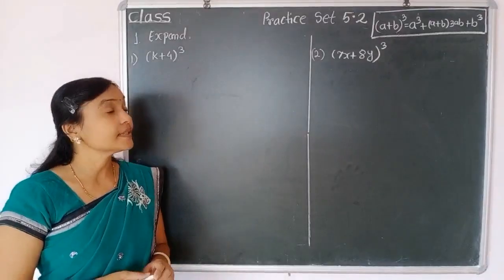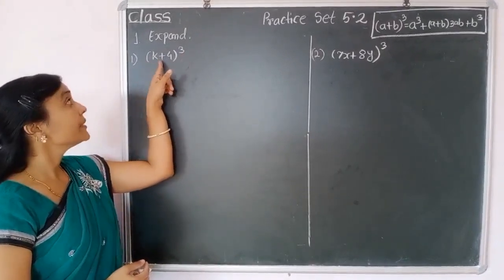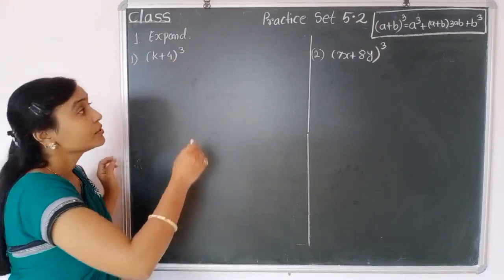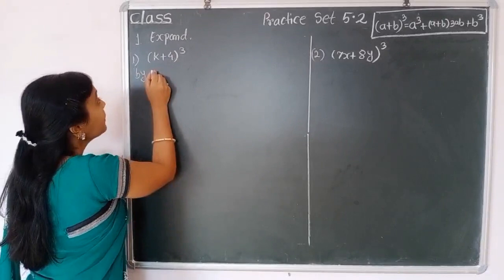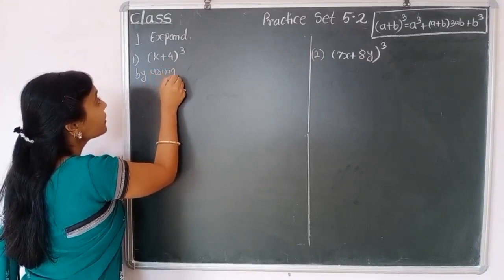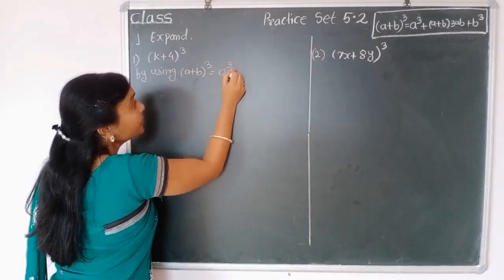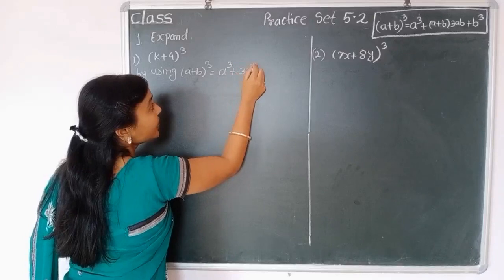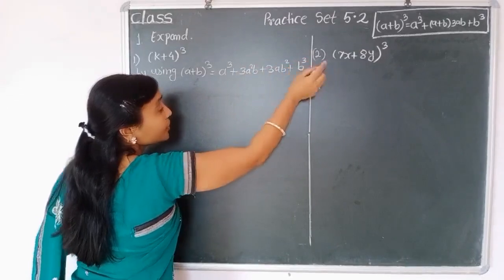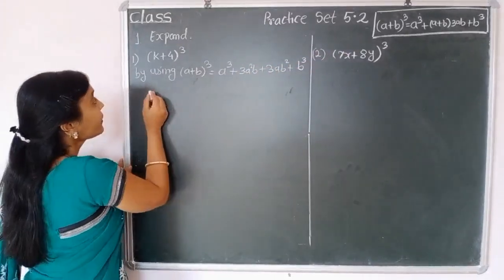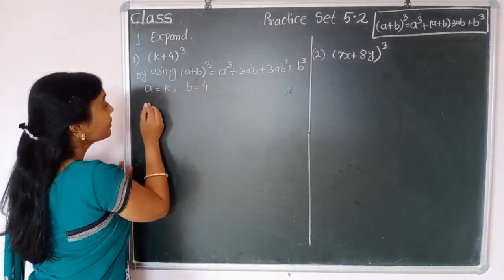Now we start practice set 5.2. Question number 1, expand. Example number 1, (k plus 4) cube. So by using our formula, you write down the formula in each example: (a plus b) cube equals a cube plus thrice a square b plus thrice ab square plus b cube. You can write down this formula also. So here a means k, b means 4.